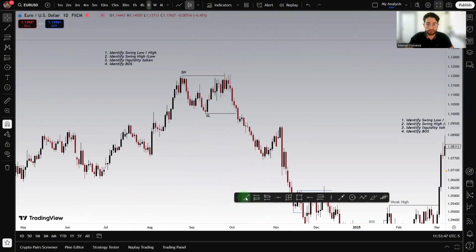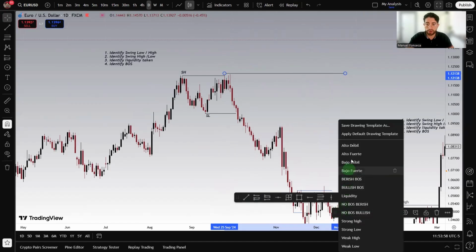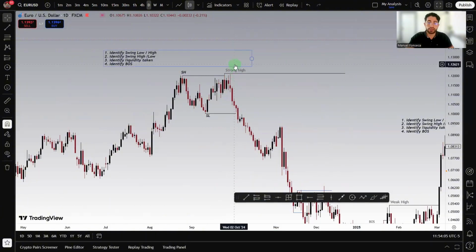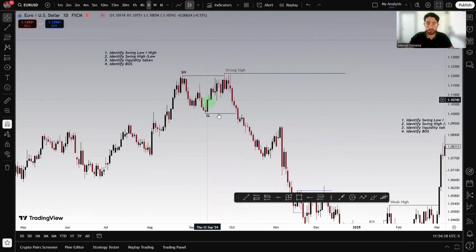And now we have what is called the highest point of the market that we know is called the strong high. This will be the strong high, correct? The strong high is the highest or the strongest point of the market, okay? And from this point, what happened? Price goes down and then makes a BOS. So this swing low becomes a BOS, okay?